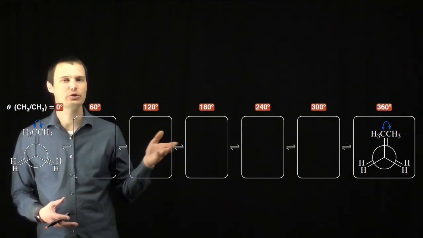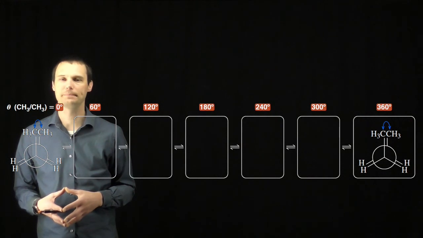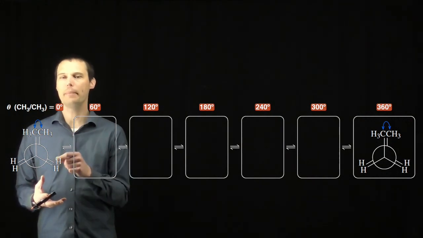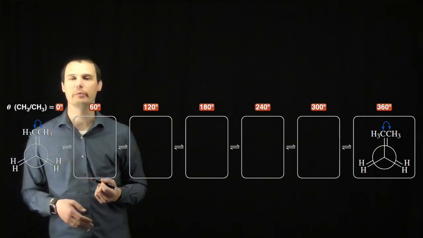This question is asking us to draw the remaining 5 Newman projections for butane as we rotate it around in a circle. To do so, I'm going to hold the back carbon constant and only rotate around the front carbon as I draw the remaining Newman projections.